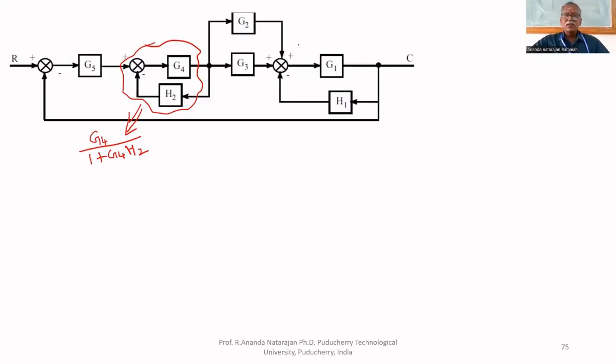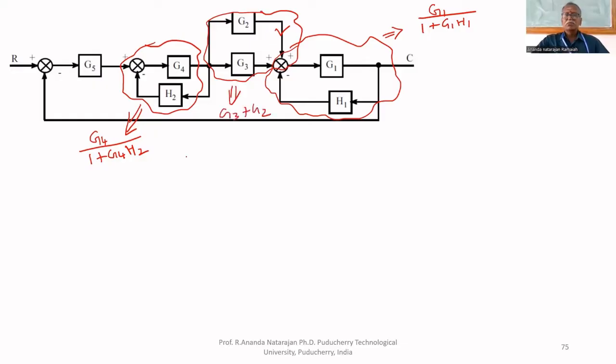This also can be written. No need to write two separate summing blocks, but a summing block will be there because of this path. This feedback path can be removed by using the 7th rule. This is equal to G1 upon 1 plus G1H1. These two are in parallel, so this can be written as G3 plus G2.